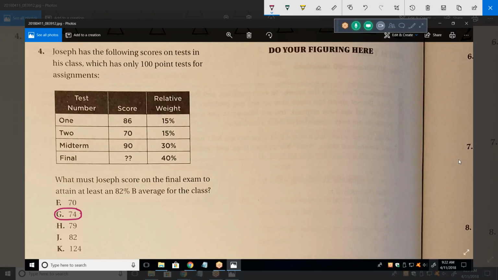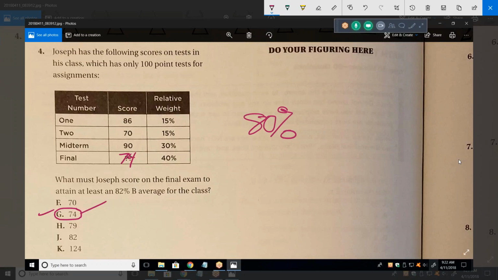Well, if you start with 74%, we're going to give ourselves a 74. Now we'll be able to easily figure out what our average is, right? We'll do it exactly the same way, 0.15 times 86, so forth and so on. And we're going to end up with a lower average. Let's say we end up with 80%. What does that tell us? That you need to go up. You need to go higher. You're not sure you need to go up 1, but you need to go higher.